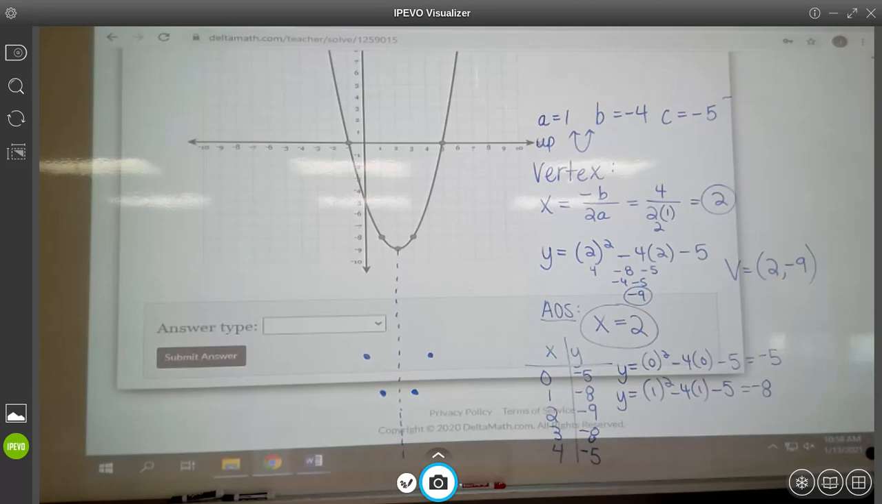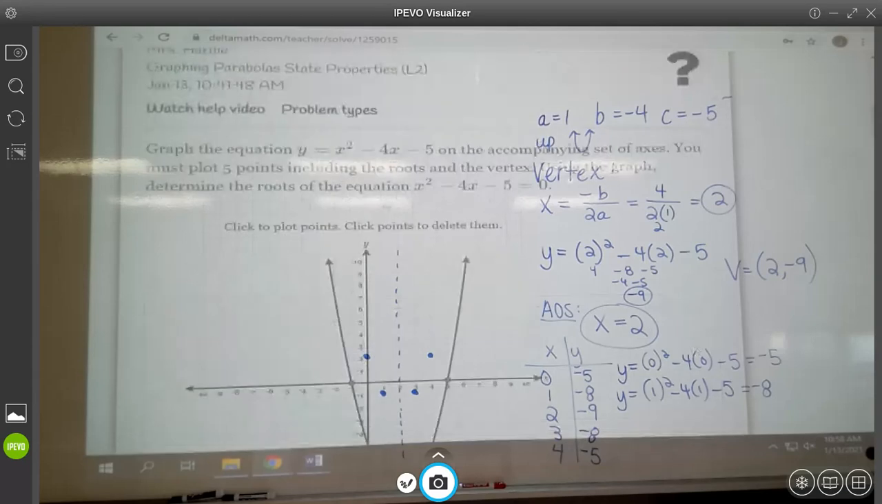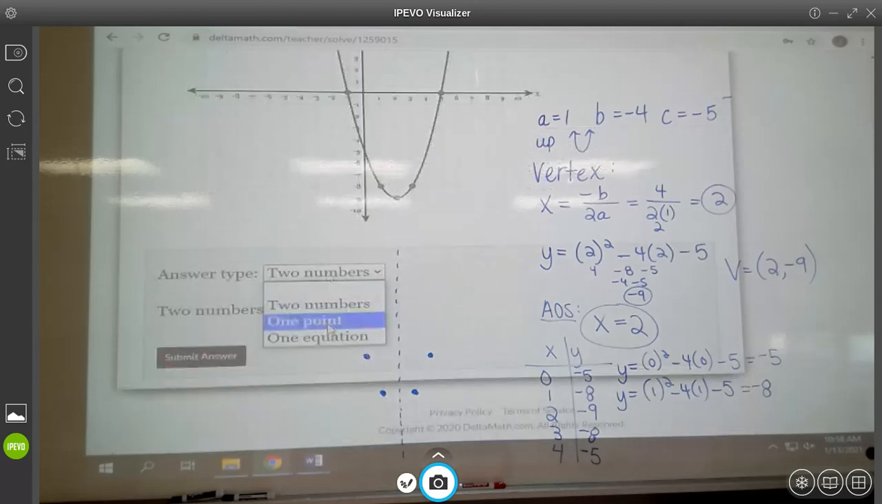Okay, so you see how it says answer type? We have 2 numbers where our graph crossed over the x-axis. We have 2 roots. So that's what you want to click on. And then you're going to put in -1 was one of the numbers it crossed the x-axis at, and 5 was the other, or 5 and -1. The order doesn't matter. If the question had asked you to find the vertex, then you would choose the answer type as 1 point, because the vertex is 1 point.